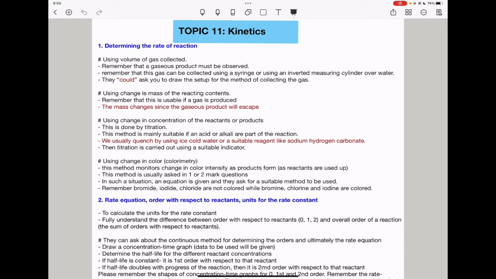within a specific time. And lastly, we can use change in color, or what we call colorimetry. In this case, the color intensity of the reactants and the products is going to be monitored, and if there is no more change in color, we can determine that the reaction has stopped so that we can find the rate within a specific time. Please remember that bromide, iodide, and chloride ions are not colored, while bromine, chlorine, and iodine could have specific colors.